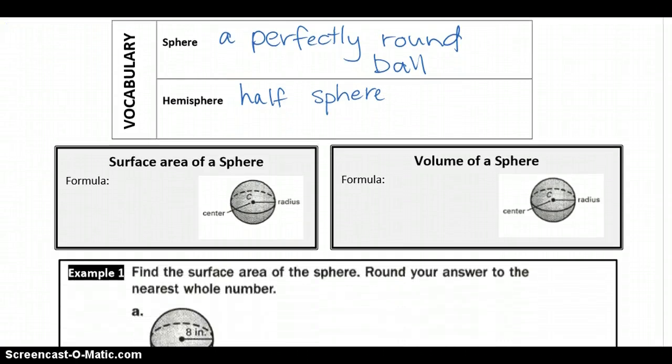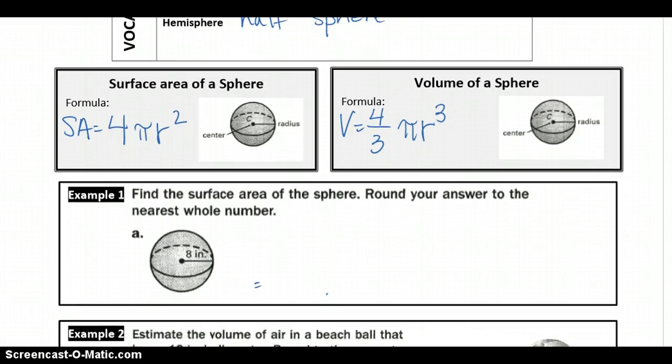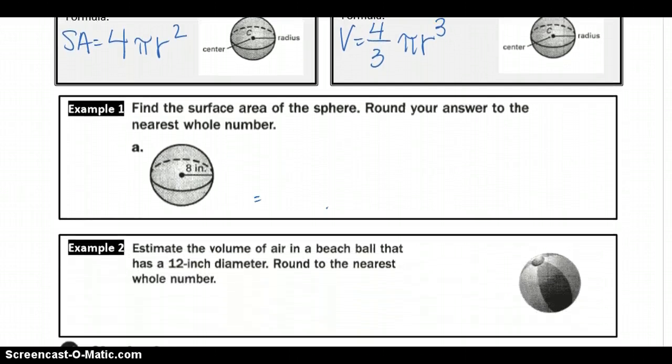So we have our formulas for surface area and volume of a sphere. Surface area, SA, is equal to 4 pi r squared. And the formula for volume is V equals 4 over 3 times pi r cubed. Notice for volume we have r cubed, but for surface area we have r squared. Alrighty, let's use these formulas.